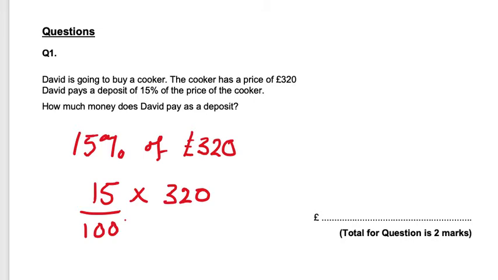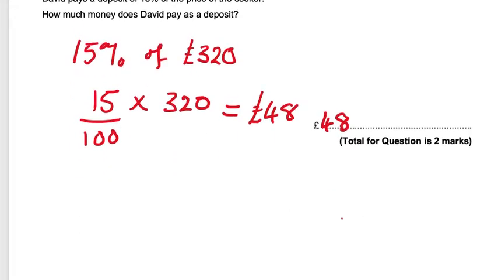And to find 15%, we have 15 divided by 100. We put that into our calculator. That gives us £48. That's it. That's what we have to do.